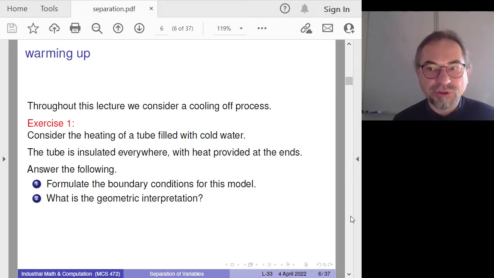So this is a first warm-up exercise. Formulate the boundary conditions for this model. This will be flipping the zeros and the ones. The geometric interpretation is then that the rate of change in time is positive.